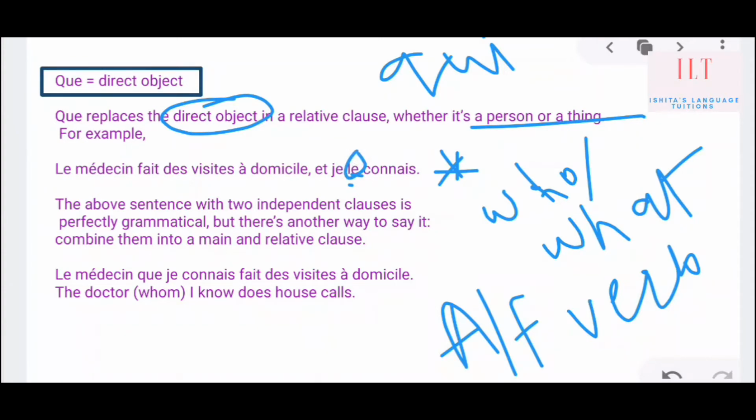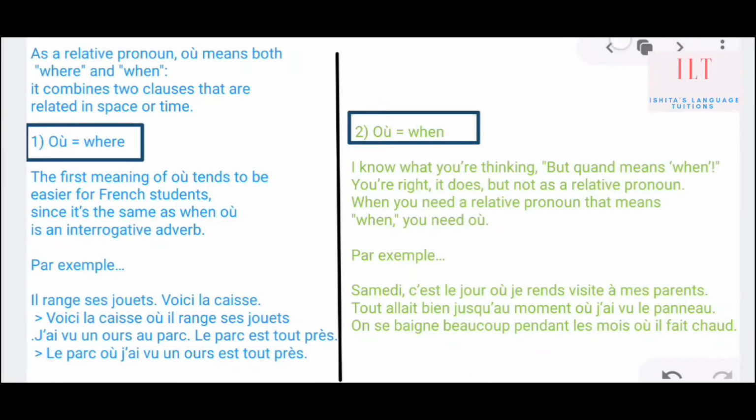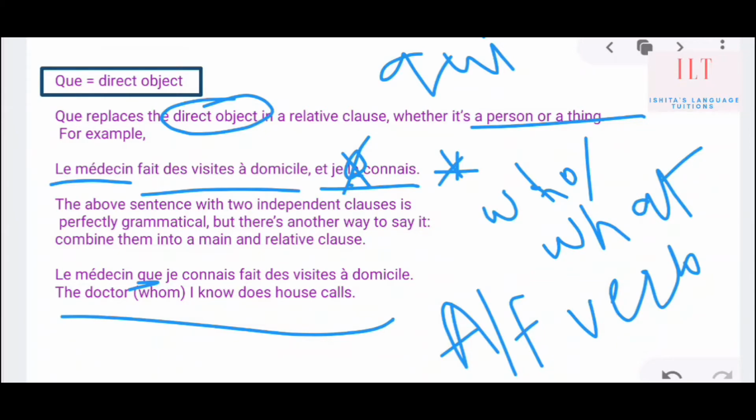Now if you want to replace this, it will become le médecin. Instead of le, here we'll write que. Le médecin que je connais fait des visites à domicile. So the doctor whom I know does house calls. Alright, I hope this is clear.